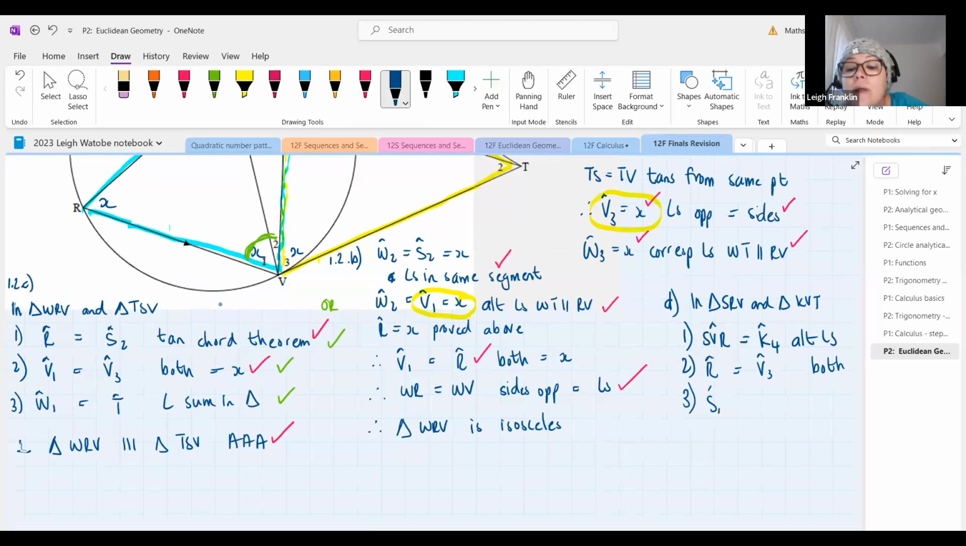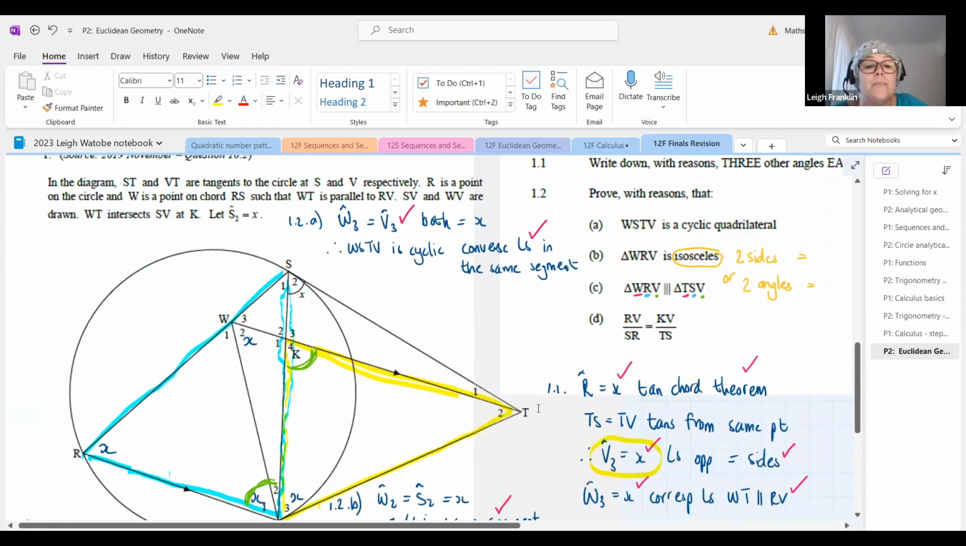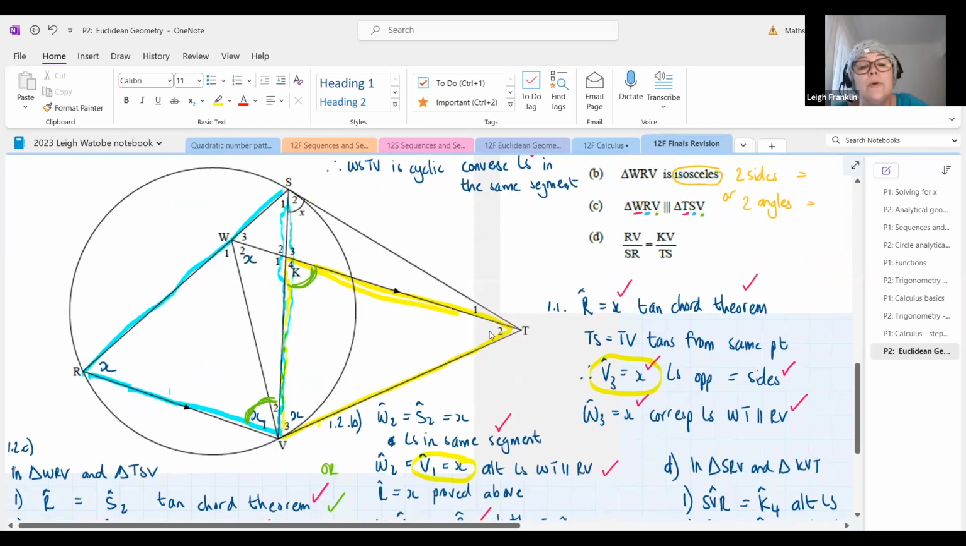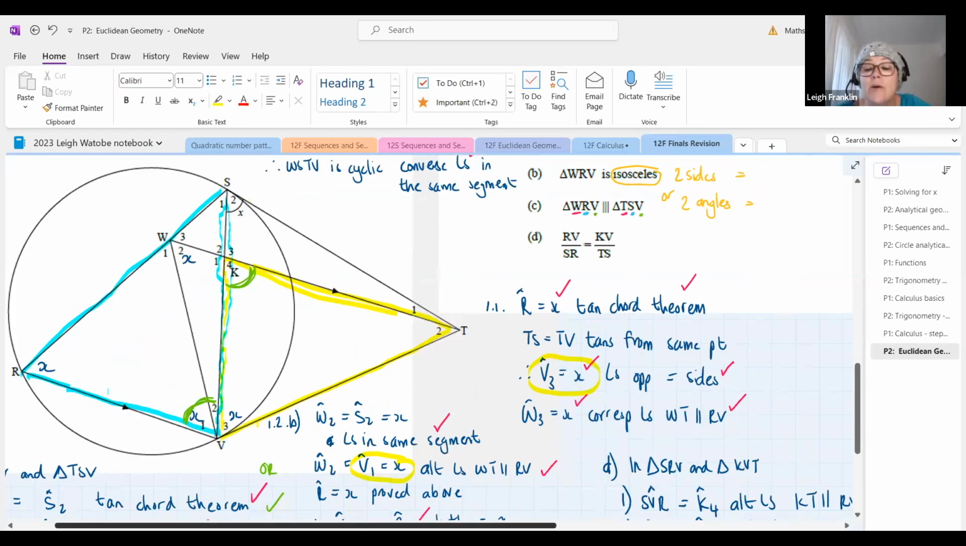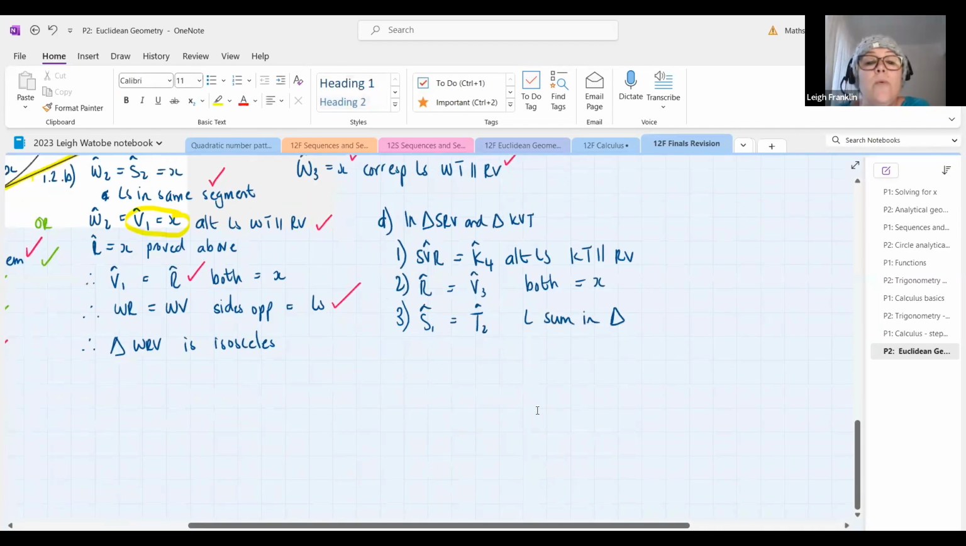So here, angle S1 in the blue triangle and angle T2 in the yellow triangle. So this is angle T2 over there, and this will be angle sum in triangle, or remaining angles of triangle, etc. Okay, so now we can conclude, therefore, triangle.